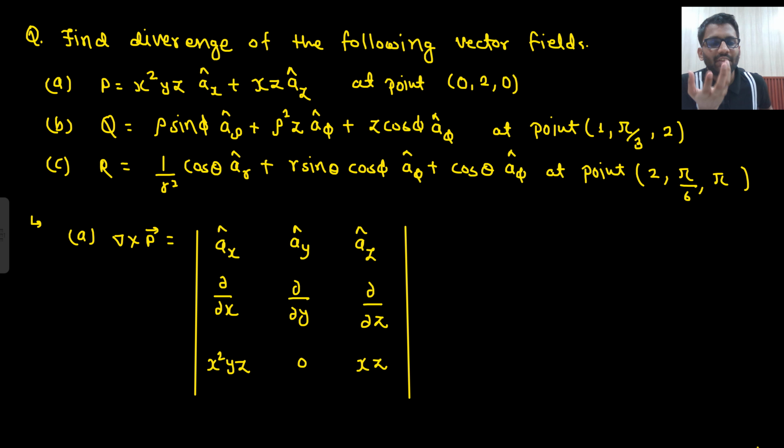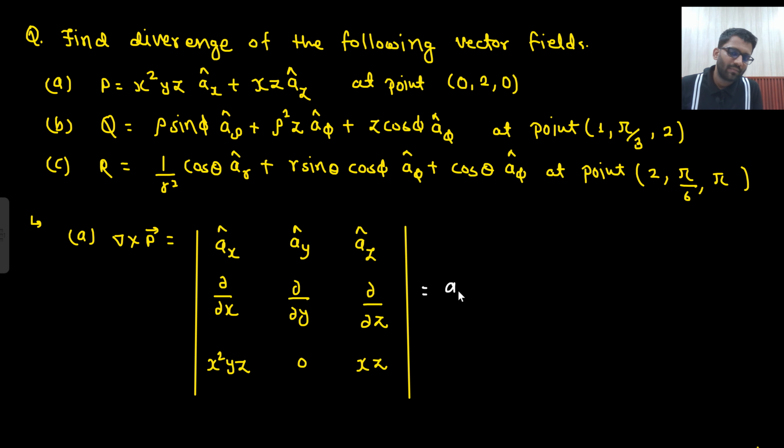You need to find the divergence of the following vector fields at the given points. So just write down the formula and do it on your own. Do not watch the solution, just watch the final answer. So this determinant I will make, and now I will solve it.